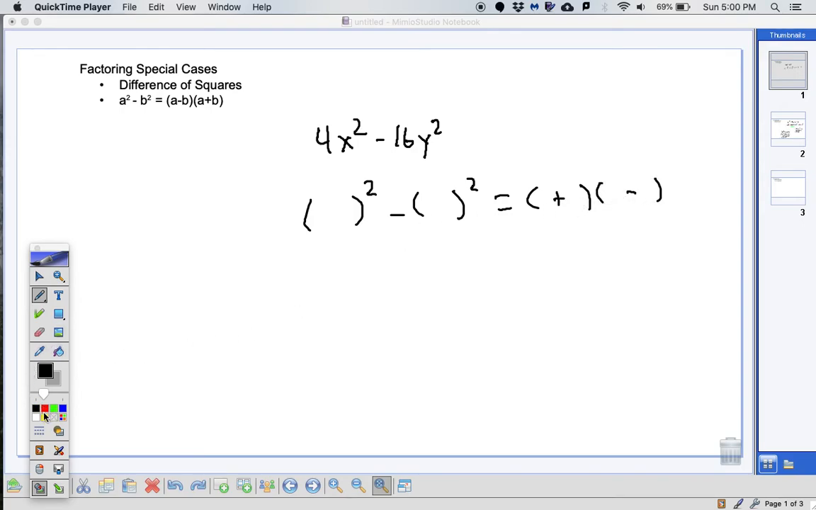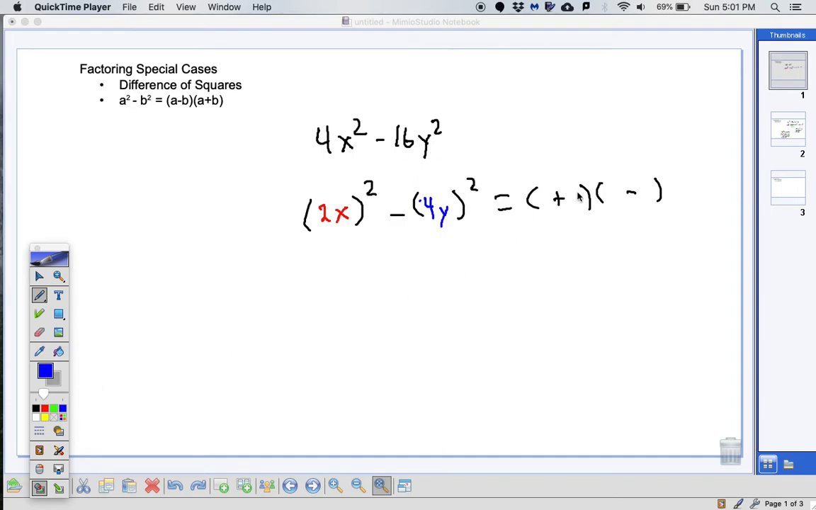So the question is, can I identify something that's squared that equals 4x squared? Well, the answer is 2x. 2 times 2 is 4. X times x is x squared. So 2x squared is equal to 4x squared. I can do the same thing over here. If I do 4 times 4, I get 16. And if I do y times y, I get y squared. So 4y quantity squared is equal to 16y squared.